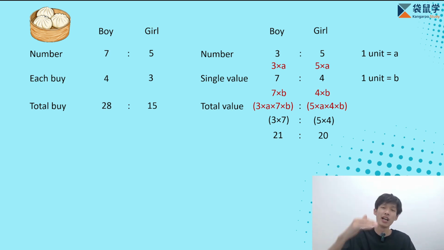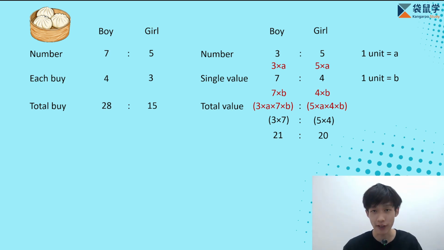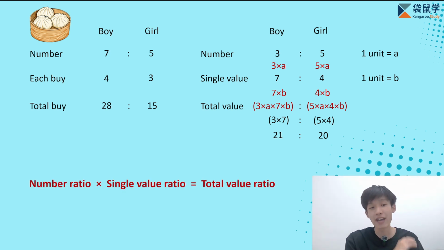Now, let's take a look at how we get this total value ratio. This 21 actually comes from the 3 from the number ratio times the 7 from the single value ratio. So the number ratio should be doing what to the single value ratio in order to get the total value ratio? Yes, it should be times. So here we have this equation: number ratio times single value ratio gives us total value ratio.